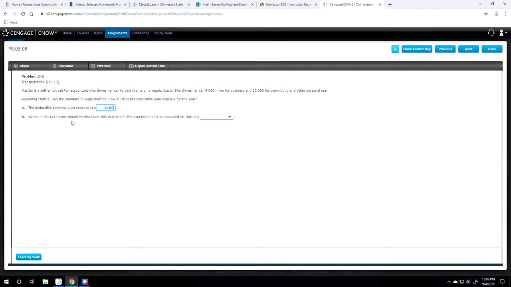Where in her tax return should Martha claim this deduction? And where should it go? What are we learning about here in Chapter 3? We're learning about the Schedule C. So that's where it goes.